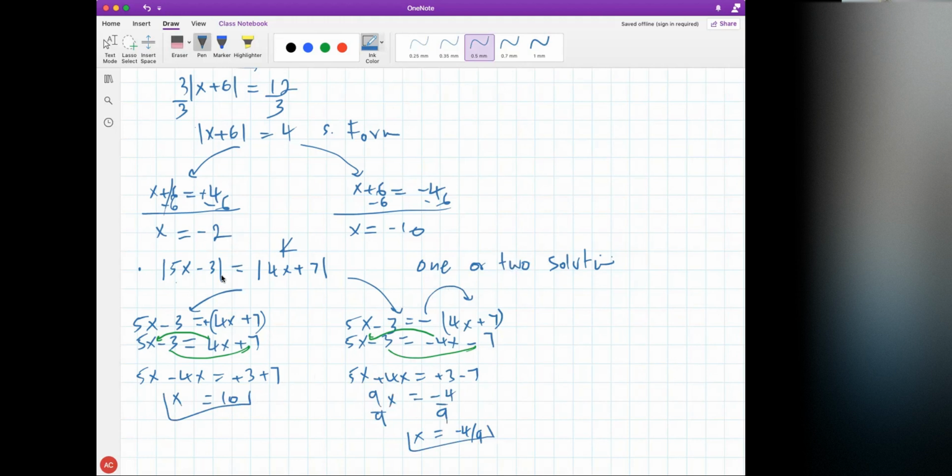And you can easily check. For example, if you put 10 here, 5 times 10, that's 50, minus 3, that's 47. Also, if you plug 10 here, it would be 4 times 10, that's 40, plus 7 is 47. So 47 equals 47. That works.